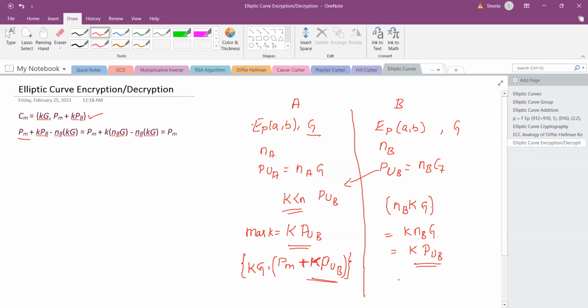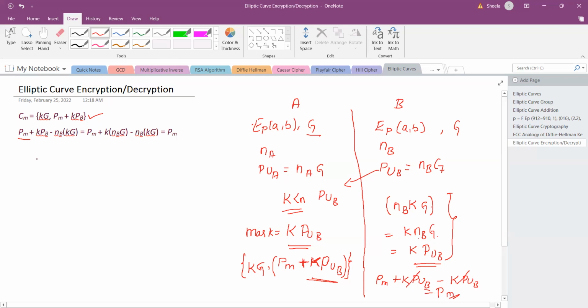Now what will user B do? From the point PM plus K times PUB, he will subtract the mask. How will he subtract the mask? He has found the mask using this method, and then he will subtract it. When he subtracts the mask, these two terms cancel out and the remaining point is the plain text. This is what is written here.